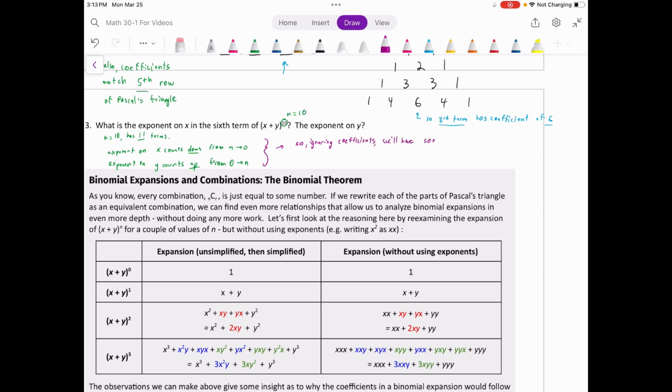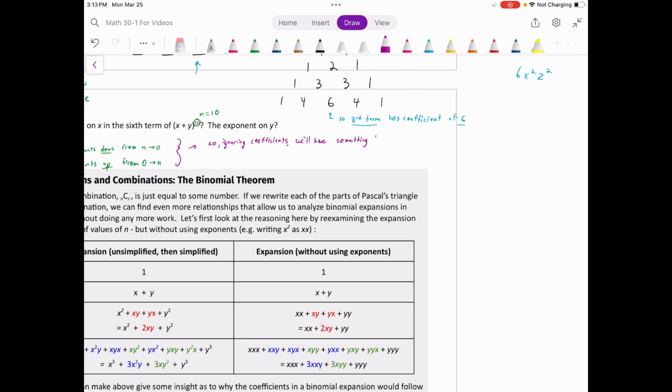and I'm going to do more than we really need to do for this question at first, just to show the logic here. Because truth be told, we could just count it out. We could say x to the 10th, x to the 9th, 8th, 7th, 6th, 5th, and then when we get to the 6th term, we could figure that out.